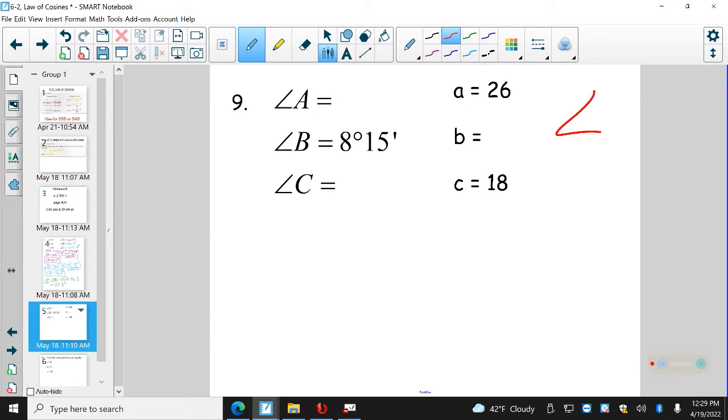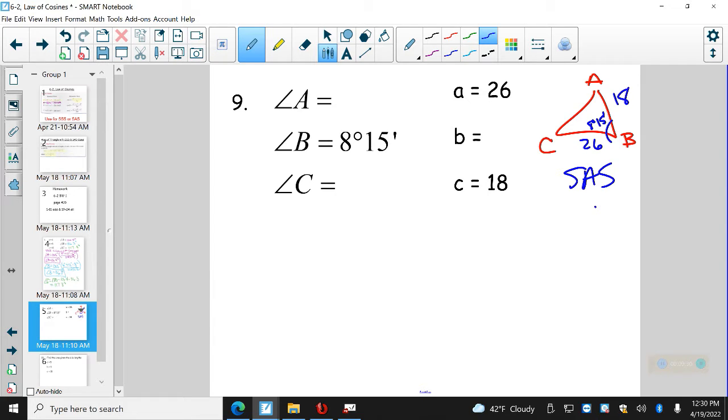Okay, with that being said, the next thing you have to do is look at this and say, okay, here's my triangle, A, B, C. They give me side A, which is 26. They give me angle B, which is 8 degrees and 15 seconds. And they give me side C, which is 18. What can you conclude about this triangle? It is a side-angle-side triangle, which means I immediately am going to be using the law of cosines. Now, you're going to have to use both versions of these formulas.